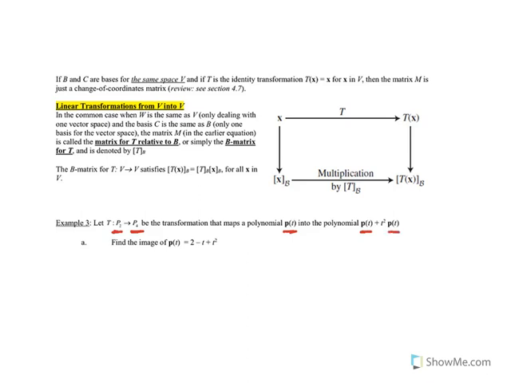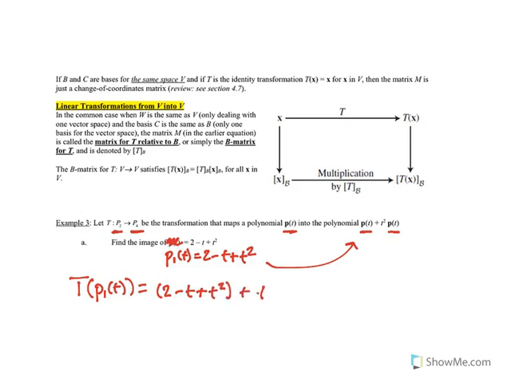So instead of calling this p of t, let's call this like p1. And so just to get ourselves familiar with this transformation, let's find the image, which means what is the transformation of this polynomial. So all I have to do is plug this in to this format. So I've got 2 minus t plus t squared plus t squared times the original polynomial, 2 minus t plus t squared. Sorry, my t's and my pluses look a little similar.